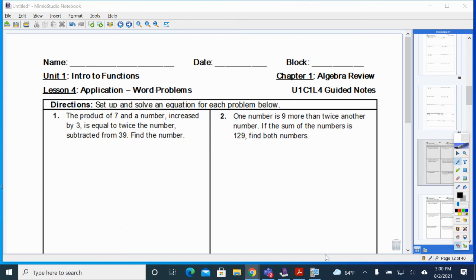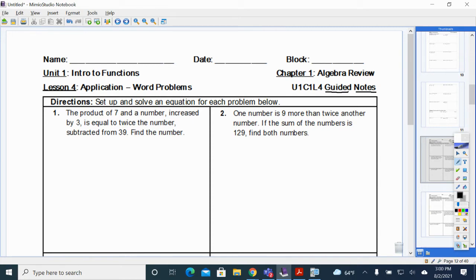This video is on Unit 1, Chapter 1, Lesson number 4. Lesson number 4 is an application lesson on word problems dealing with solving equations. Again, you should make sure that you are looking at your guided notes page.